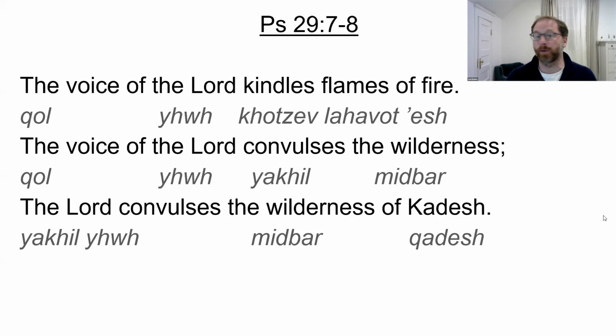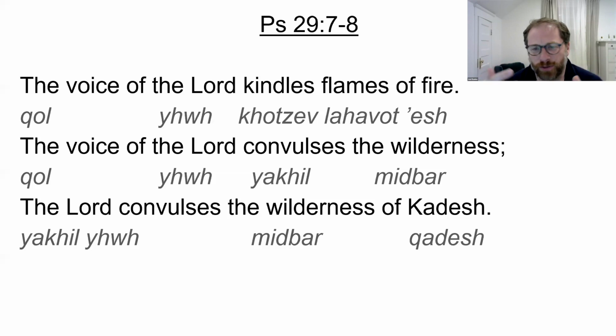Okay, moving along, we're back to voice of the Lord. In verse 7, the voice of the Lord kindles flames of fire. The voice of the Lord convulses the wilderness. The Lord convulses the wilderness of Kadesh. Again, structurally, we've seen exactly the same thing already. The voice of the Lord alternating with the Lord, again, identifying the two. The wilderness in one becomes the wilderness of Kadesh in the second, right? Just where we lose the word voice, we get the expansion of specification.